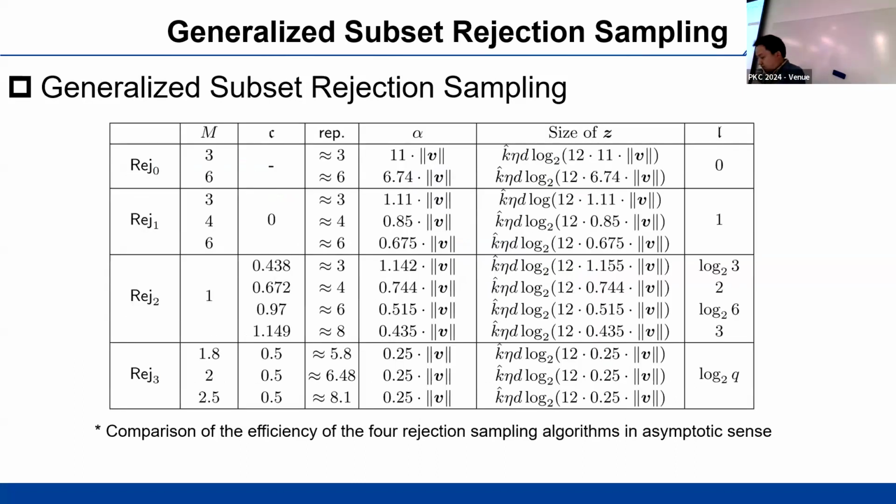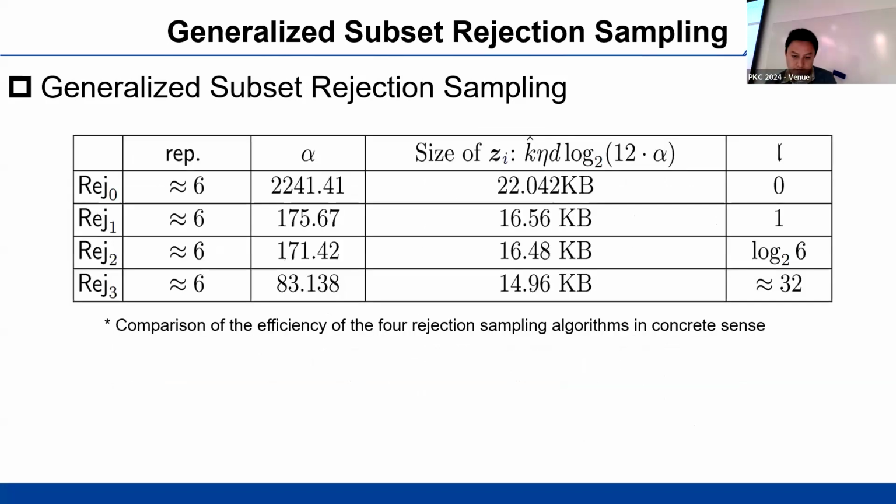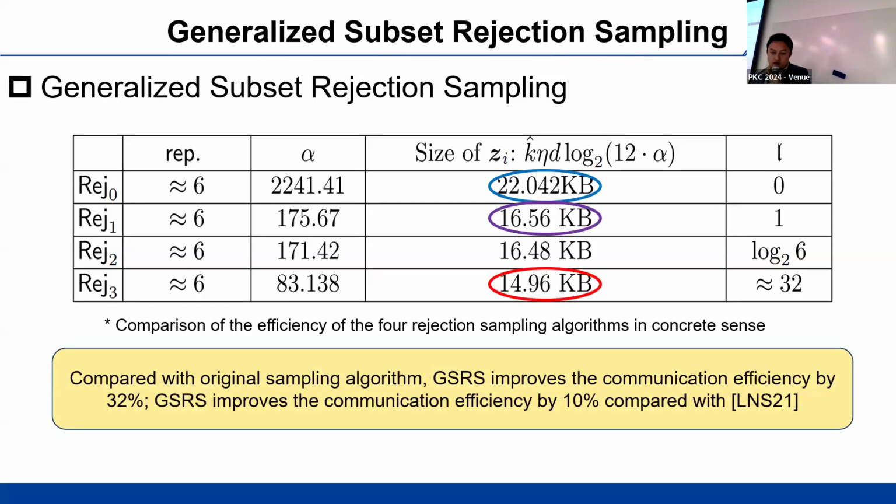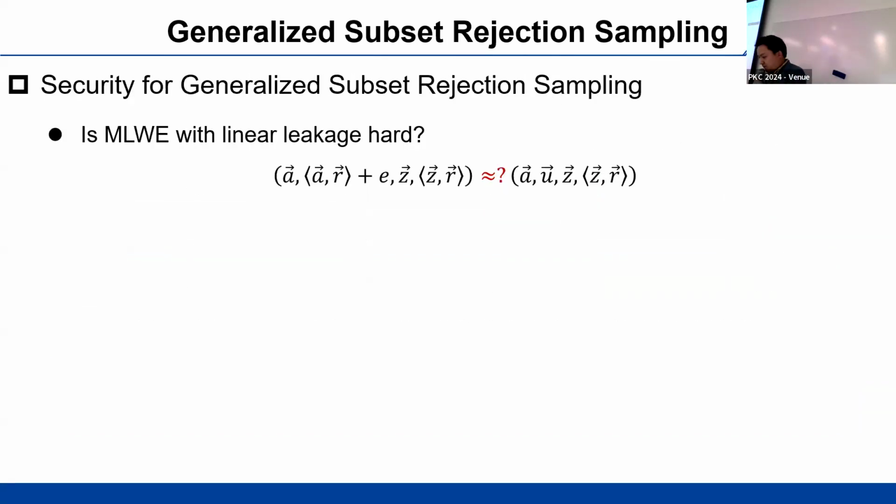Okay, so for concrete efficiency, the table on this page provides parameters M, C, repeat, lambda, alpha, size of z, and leakage bits based on the log of B. And further, we calculated the concrete values by instantiating the log of B, and we obtain this table. We can see that compared with the original sampling algorithm, the generalized subset rejection sampling improved the communication efficiency by 32%, and improved the communication efficiency by 10% compared with LNS21. Okay, so this improvement seems good.